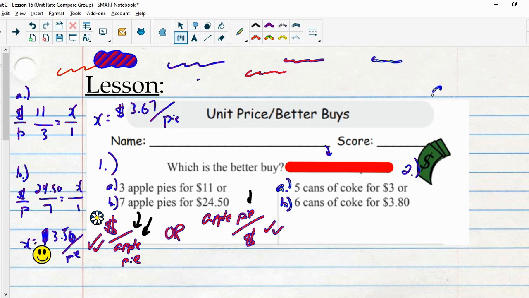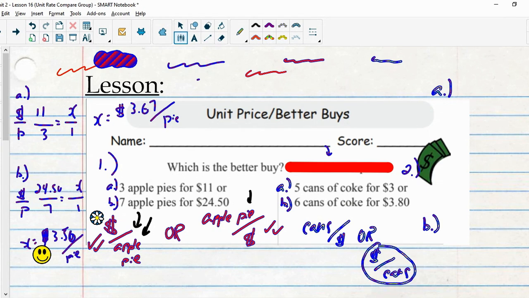So option A, I'll put it up here. I'll put option B down here. Now, let's talk again. Should we do cans of Coke for every dollar? Or should we do dollars to cans of Coke? Which one should we do? Yeah, it should be this one, right? Because we want to know how much one Coke would cost. So let's stick with this option.